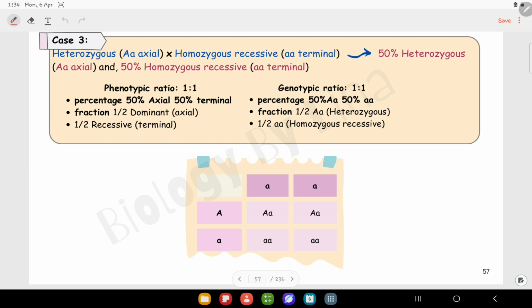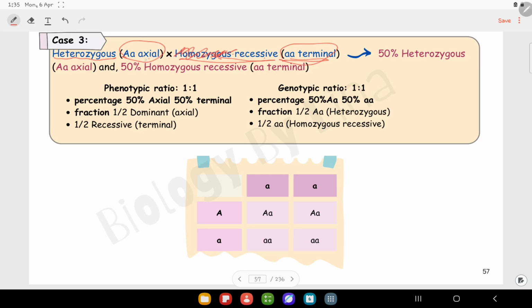Now let's take another example. If we cross hetero with homorecessive instead of homodominant. If you cross hetero, like for example capital A small a, with a homorecessive, like small a small a. By the way, recessive is always homo, so if we omit this, it's also correct. We can say hetero with recessive. Hetero with recessive is an example of test cross. We will talk about it later.